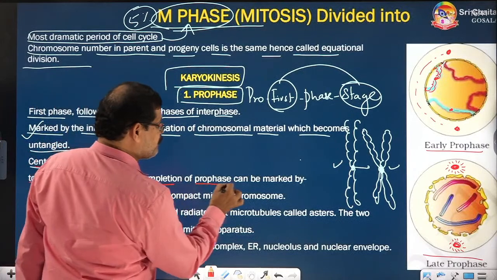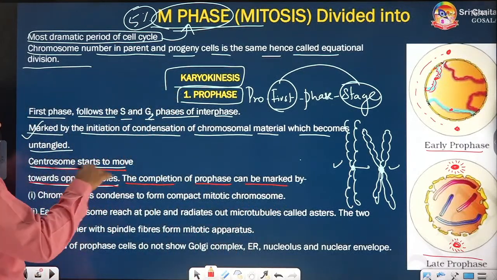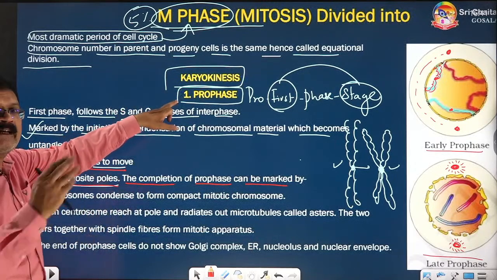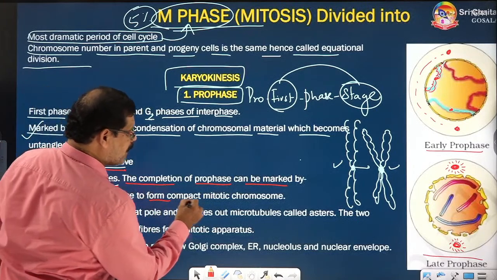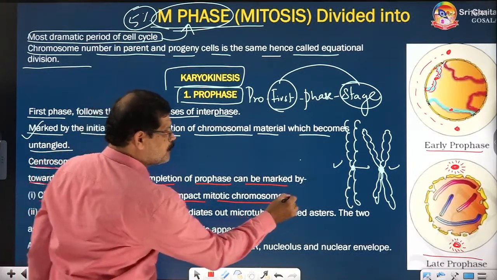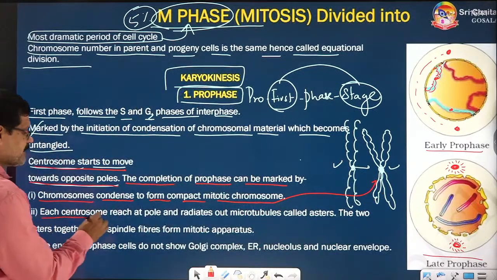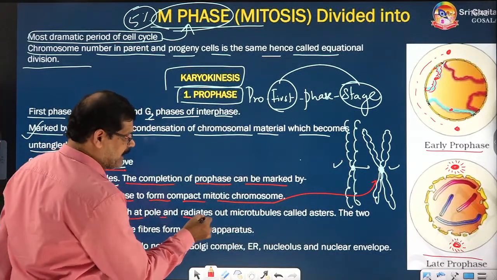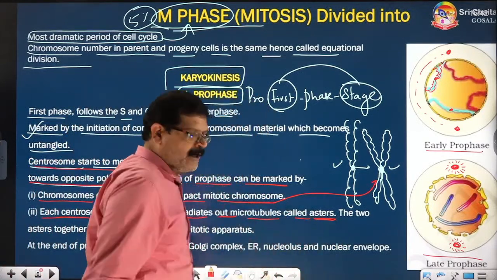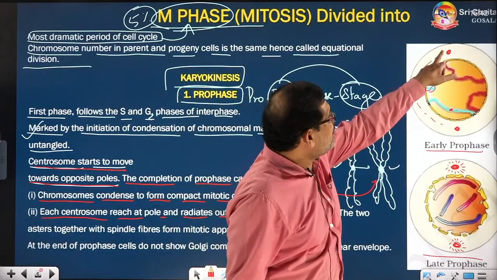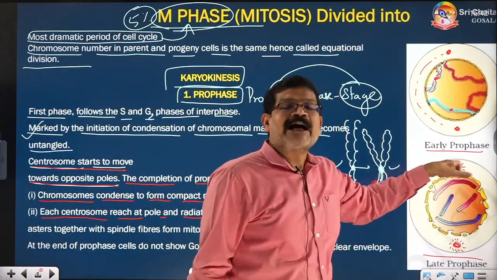The completion of prophase can be marked by what are the things which happen. How to say prophase is completed? Chromosomes condense to form a compact mitotic chromosome. This is a chromosome. Next one: each centrosome reaches the opposite poles and radiates out microtubules called aster. I have told you the centrosomes have moved to the opposite poles and initiate the aster formation.